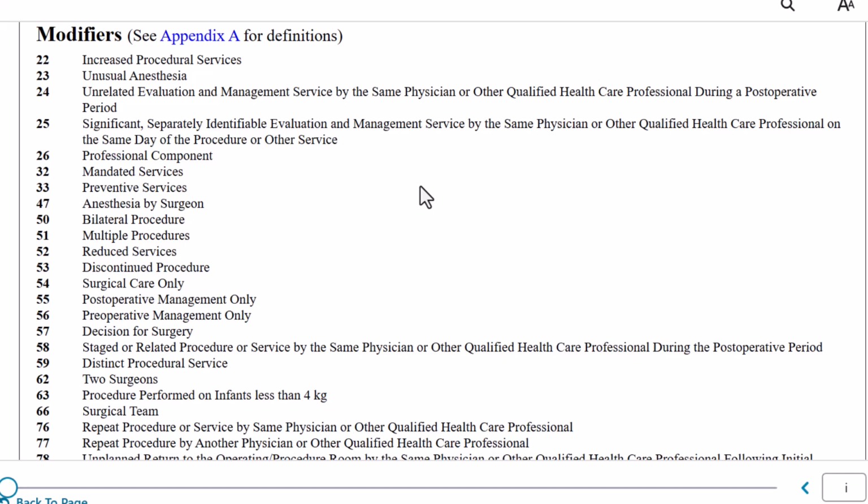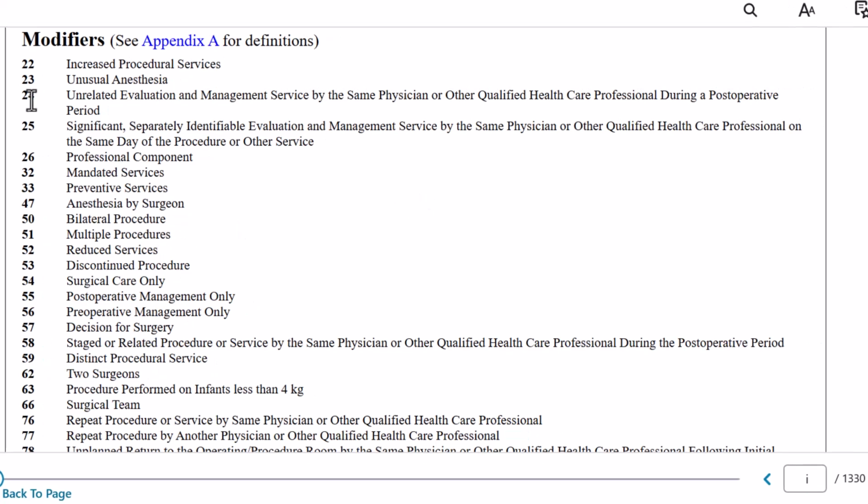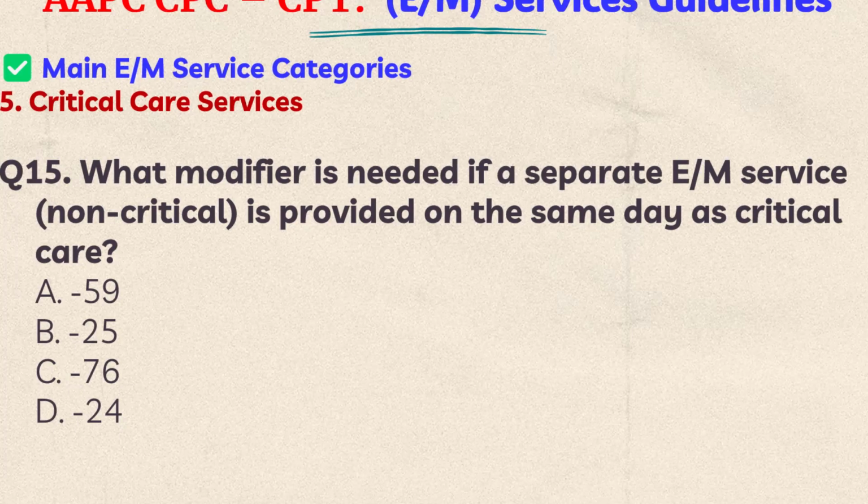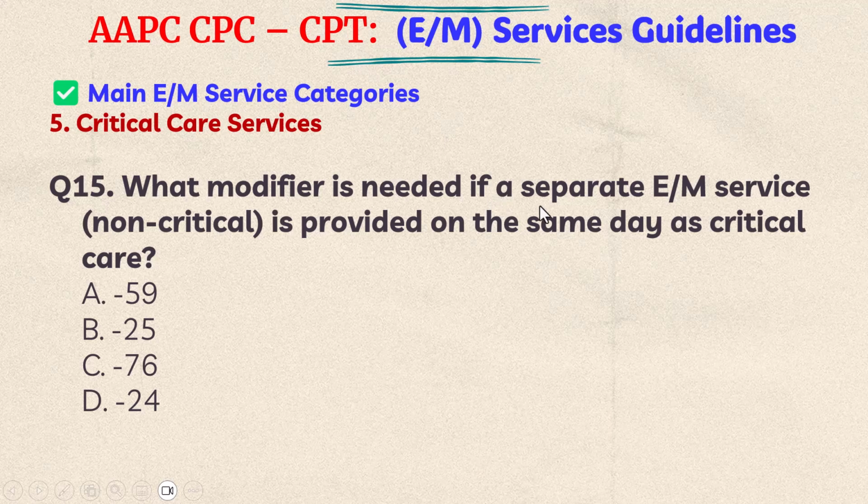If you look at other modifiers like 59, that says distinct procedural services. The 24 is unrelated evaluation and management service. 25 is a significant, separately identifiable evaluation and management service. In our question, what modifier is needed if the separate E/M service, non-critical, is provided on the same day as critical care? So this is related to the critical care. The correct answer will be answer B.